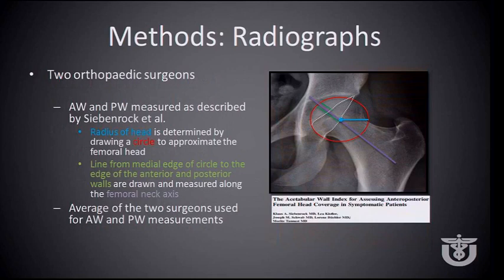And then we had two orthopedic surgeons calculate the anterior wall index and the posterior wall index. Again, these are basically the distance from an edge of the circle to the anterior wall divided by the radius of the femoral head, and then the same measurement for the posterior wall. And we took an average of the two surgeons for the measurements.